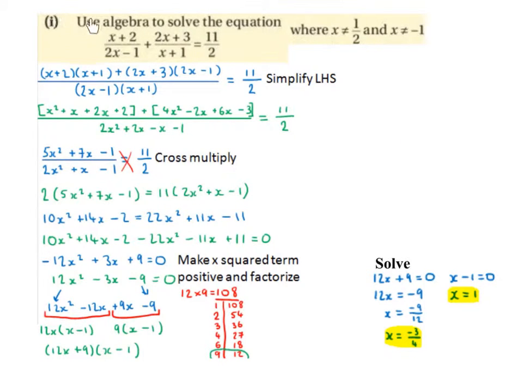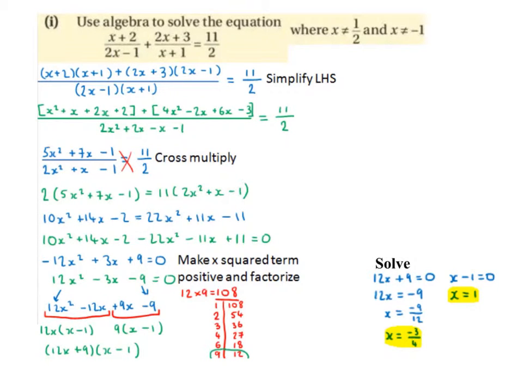So Part 1, use algebra to solve the equation. What we're going to do is simplify the left-hand side. Since we have two algebraic fractions that we need to add together, we need to find a common denominator. So we're going to stick 2x minus 1 onto x plus 1 with brackets around it. So this becomes our common denominator.